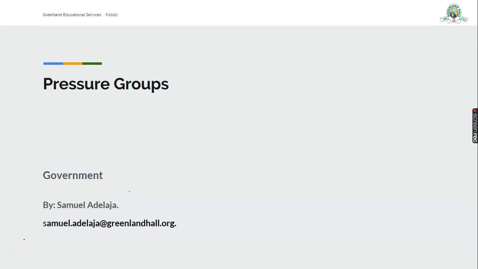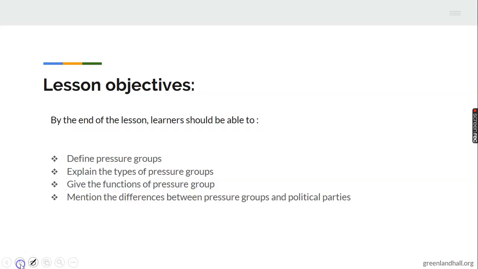Today we are considering pressure groups. But before we go further, let us look at the lesson objectives for today's topic.